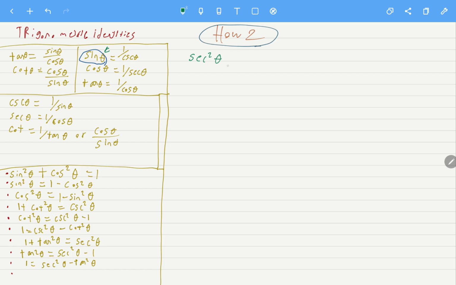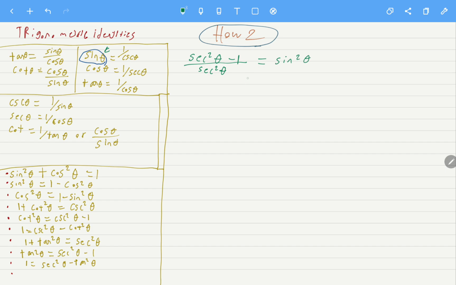This is how you prove identities. This works for proving identities. For now, let's just focus on the proving part. So we have secant squared theta minus 1 over secant squared theta equals sine squared theta.